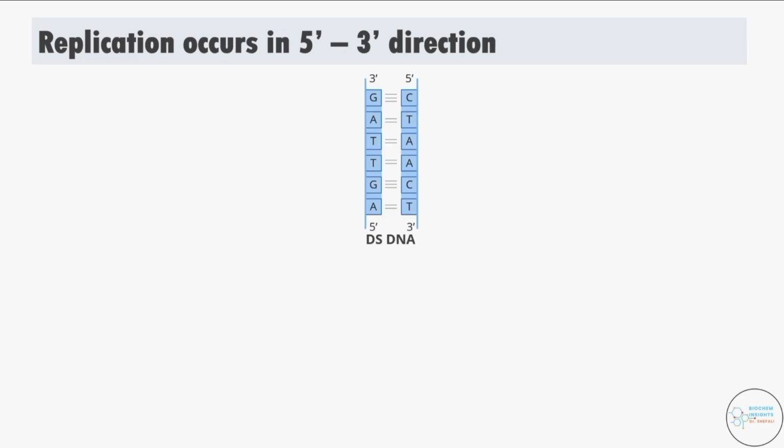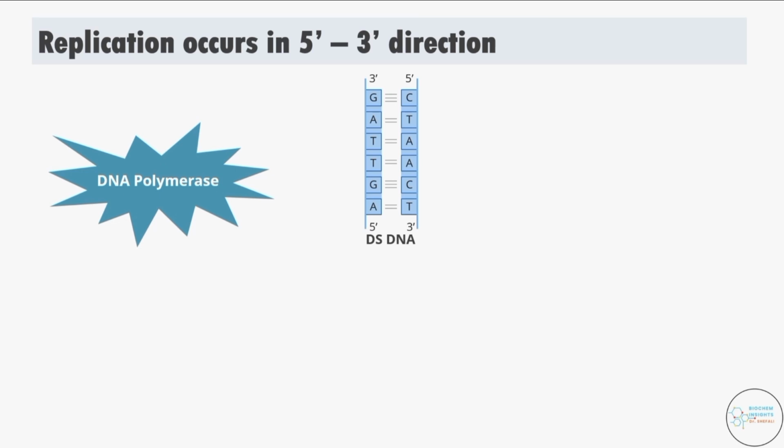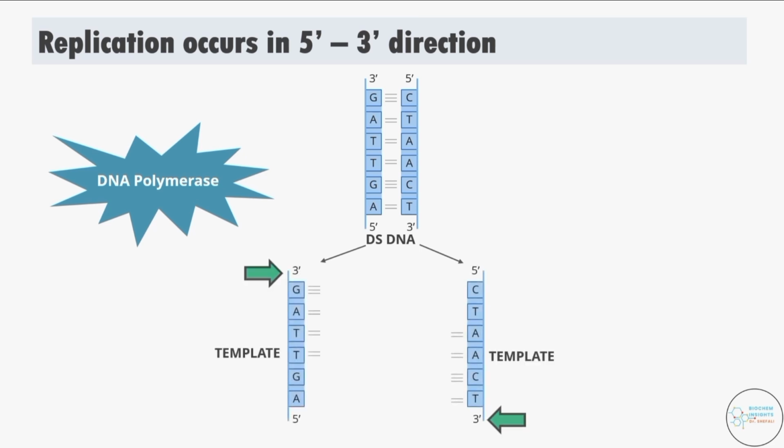The next really important thing that you need to know is that DNA replication occurs in 5' to 3' direction. Why is that so? Because the enzyme DNA polymerase, which is responsible for synthesizing the new strand, synthesizes it only in 5' to 3' direction, and for this DNA polymerase requires a 3' to 5' strand to act as a template to synthesize a new strand in 5' to 3' direction.